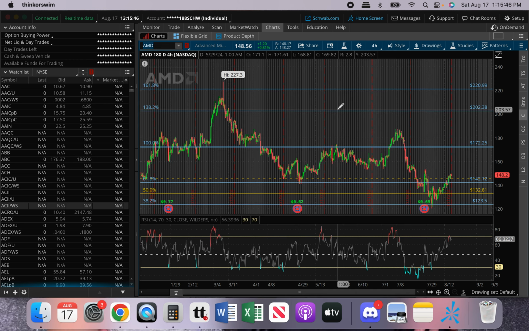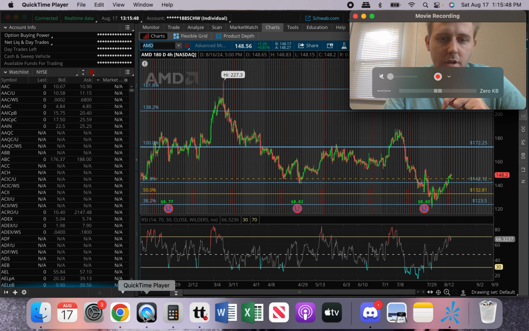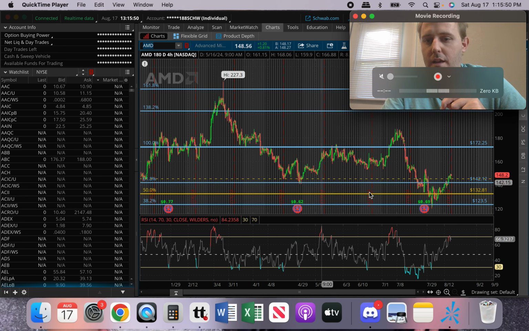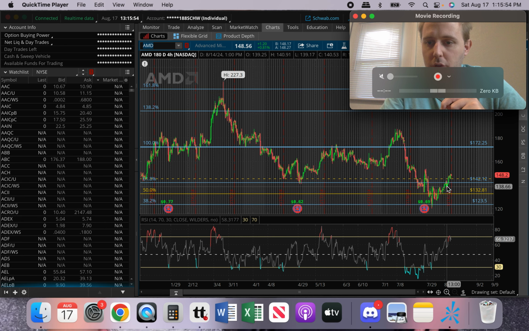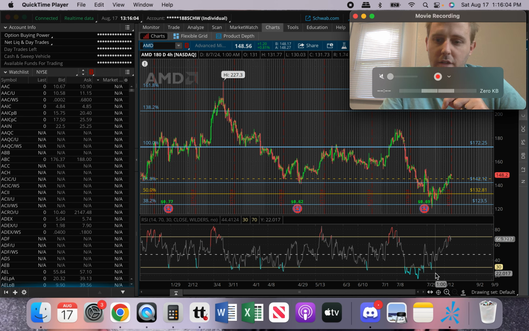So like you saw just a second ago, the market was selling off, and I decided to take advantage of a little bit of bullish action on AMD. So earlier this week, around Thursday, AMD was around this area here, and you can see on the RSI, which is one of the primary indicators that I use.